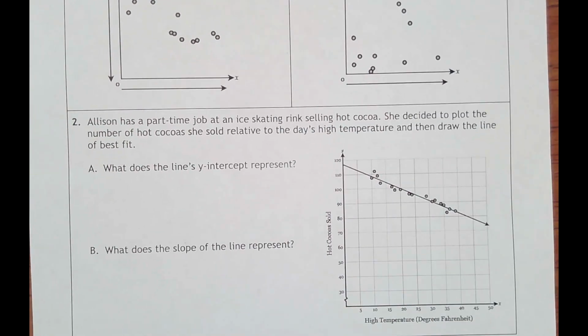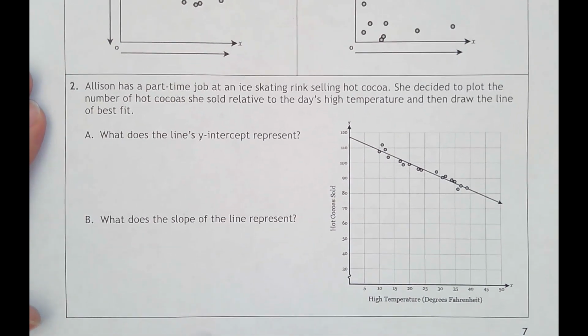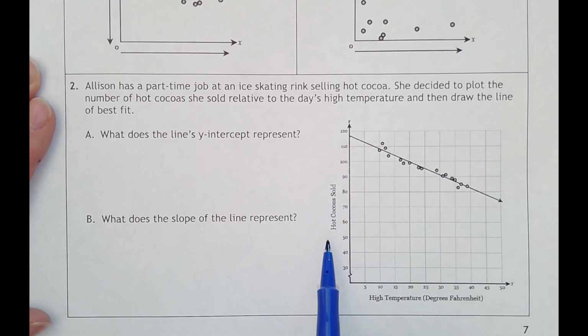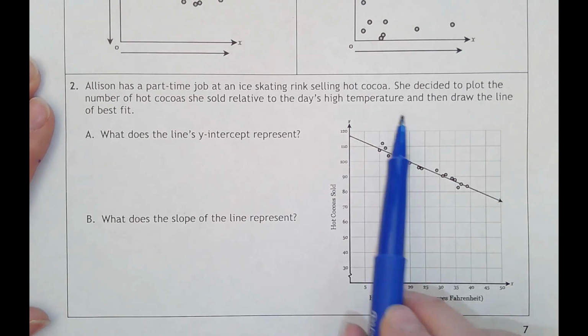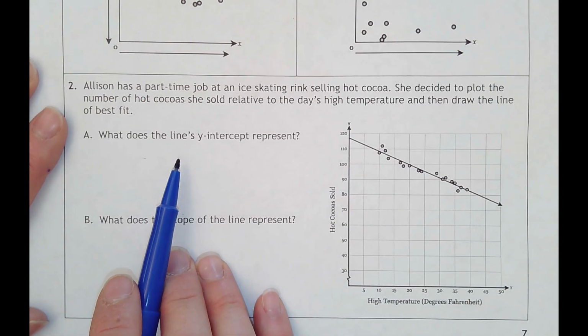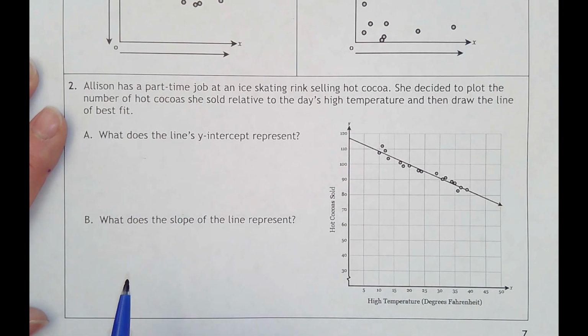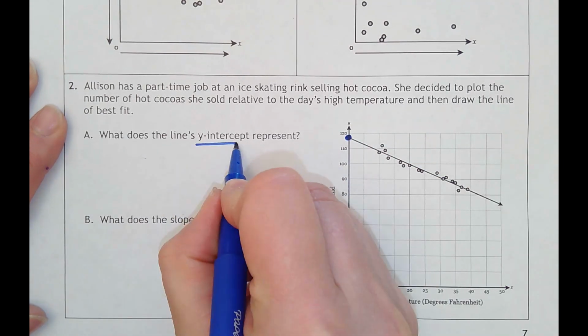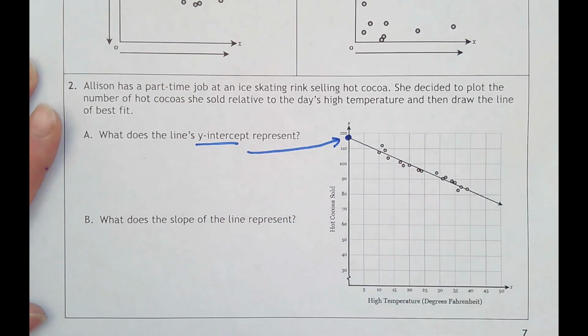Number 2. These will be multiple choice, so it'll make it a lot easier than us coming up with the answers. But it says, Allison has a part-time job at an ice skating rink selling hot cocoa. She decided to plot the number of hot cocoa she sold relative to the day's temperature, and then draw the line of best fit. So this is her graph. What is the line's y-intercept? A y-intercept is the point on the graph where the line touches, crosses through. So the y-intercept is right here.